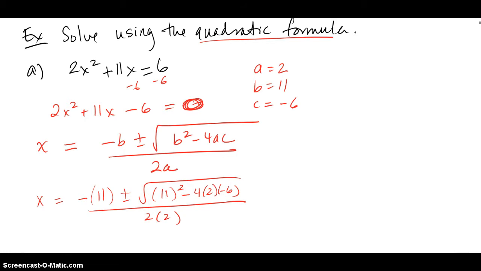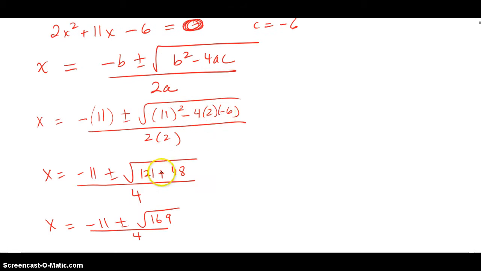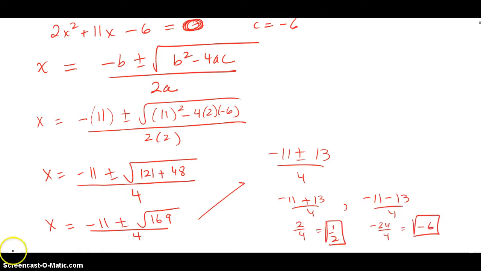Now go simplify these. Negative times negative is a positive, so I get a positive 48 added to 169, which is a perfect square. So I have negative 11 plus or minus 13 over 4, and that'll give me two answers: negative 11 plus 13 over 4, or negative 11 minus 13 over 4. Once I simplify those, I get a half and negative 6. So those are my two solutions to this quadratic equation. In other words, if I were looking at this parabola, these two would be the two x-intercepts.